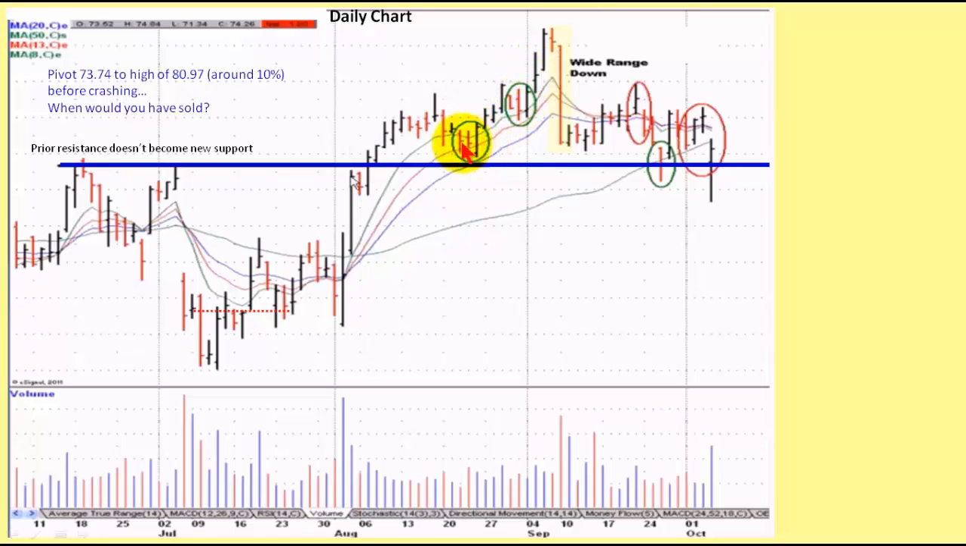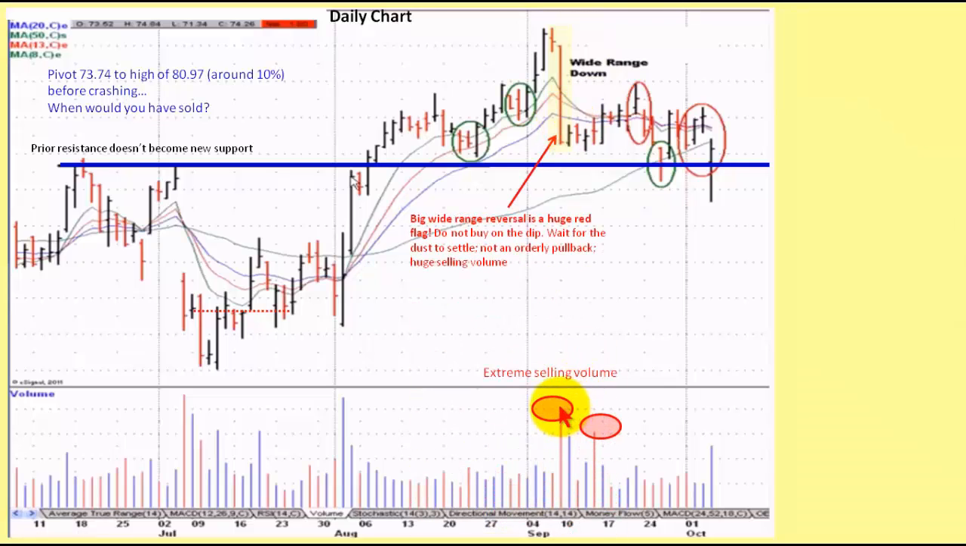And as it moves higher, it finds support at the 13-day moving average, and then it finds support at the 8-day moving average, finally moving all the way up into new highs before it has a pullback. When it does pull back, it's a wide range bar to the downside, and it comes in with extreme volume, tremendous selling volume here. Now you don't want to buy on this kind of a dip. You want to wait and let the dust settle. It's not necessarily an orderly pullback. It's a tremendous wide range bar to the downside with huge selling volume. It also violates all the moving averages.